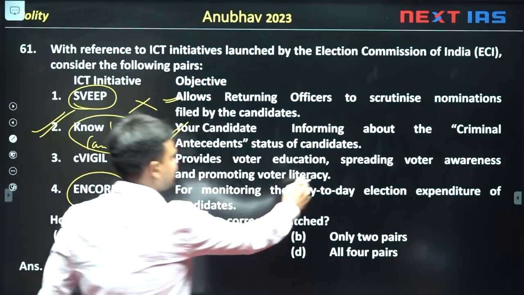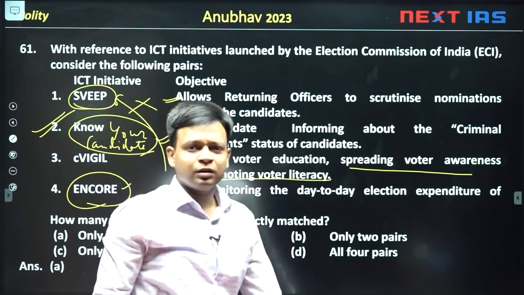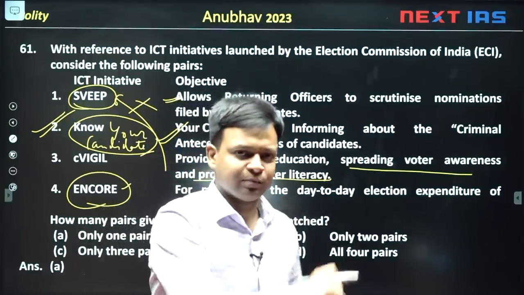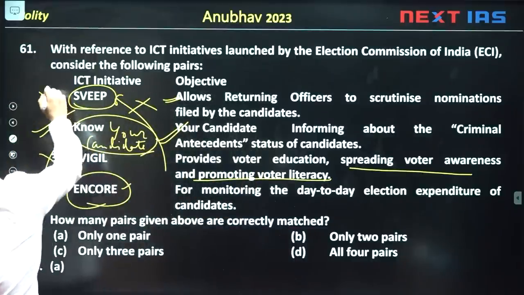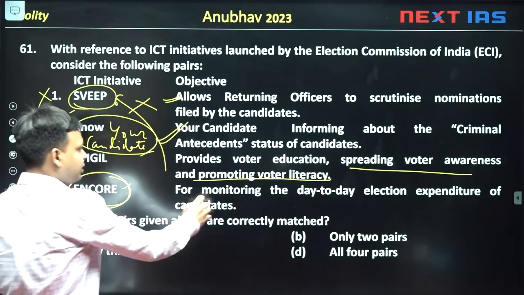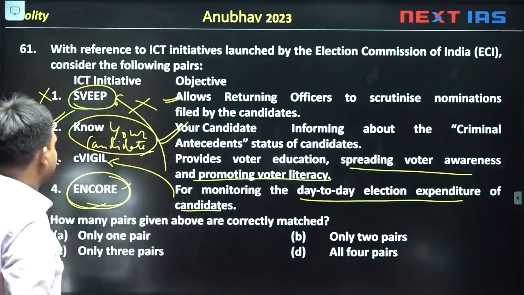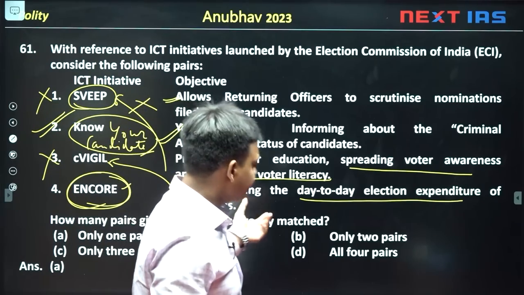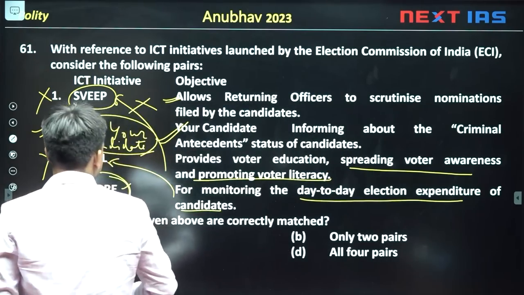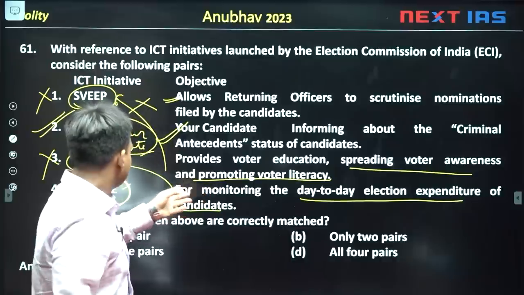C, Vigil, provides voter education, spreading voter awareness and promoting voter literacy. This is provided by sweep. Sweep is the program of the Election Commission which is talking about voter awareness, systematic voter empowerment and education program. So this is again an incorrect pair. So the first one is incorrect, second one is correct, third one is incorrect. And NCORE, I already told you, is about allowing returning officers to scrutinize nominations. Monitoring day to day election expenditure of candidates is done by C, Vigil. C, Vigil is the platform through which the voters can send any input about violation of model code of conduct, etc. So you could use common sense also. Vigil is not about education, it is more about vigilance. So this was an incorrect match.